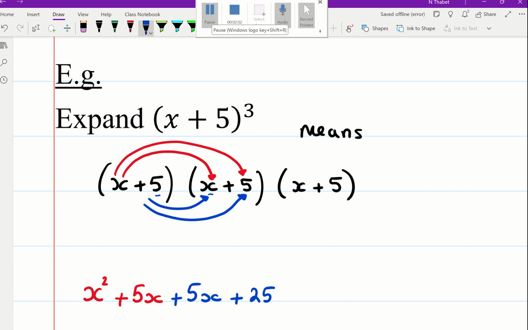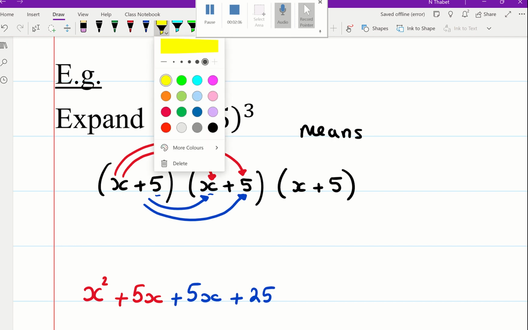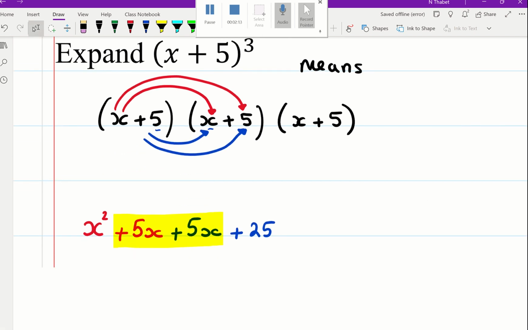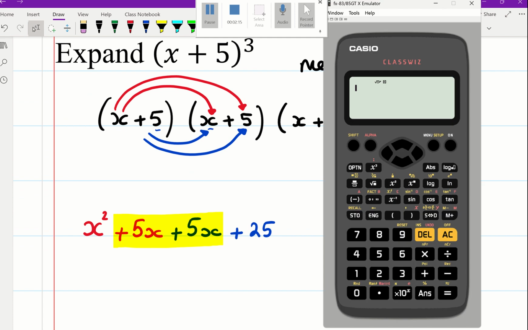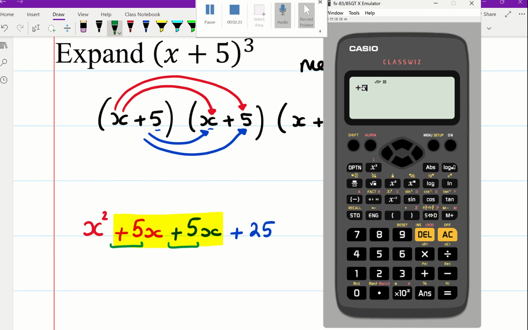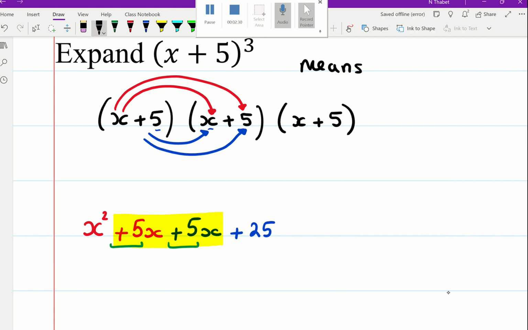At this point, I would actually simplify. So I would look at the like terms. These x's are like terms, so I can bring them together. If you're using a calculator, literally type what you see. You see a positive 5 plus 5. Don't type anything else. You can put plus 5 plus 5 and it gives you a 10, which is a positive number. So this gives us x squared.